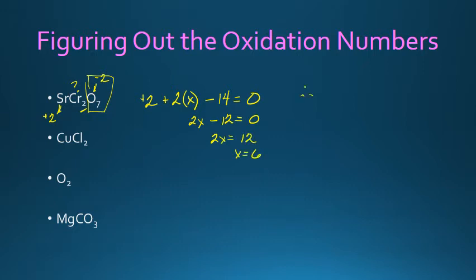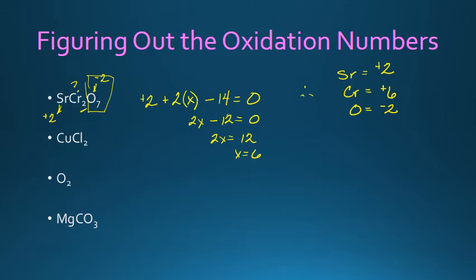Therefore, you would write this down as strontium has an oxidation number of +2, chromium has an oxidation number of +6, and oxygen has an oxidation number of -2. Yay, you're done with that one. Pause the video and see if you can come up with the oxidation numbers for copper 2 chloride.